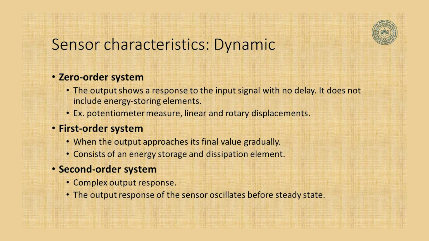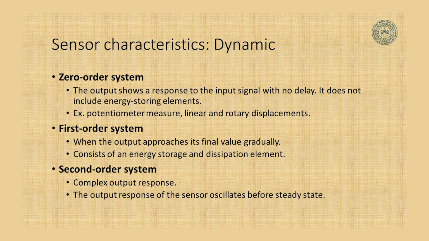In a 0 order system, the output shows a response to the input signal with no delay. Immediately you get the response to your signal. Typically it does not include any energy storing elements, so energy is not getting stored anywhere. Immediately you are getting the sensor output. Examples are potentiometers, linear and rotary displacement sensors. Those are typically 0 order systems.